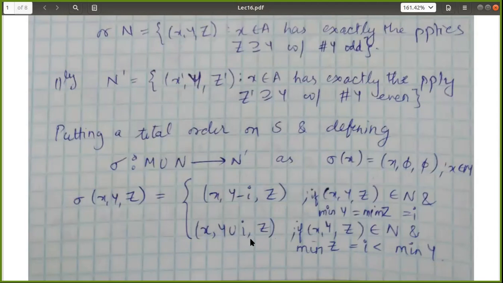Which means now y union I has cardinality different from the cardinality of y. Earlier y has cardinality odd, so now it becomes even. So x, y union I comma z is again a triple in n prime. Therefore, what you have defined here, these elements are indeed elements of n prime. So it's a well-defined function.